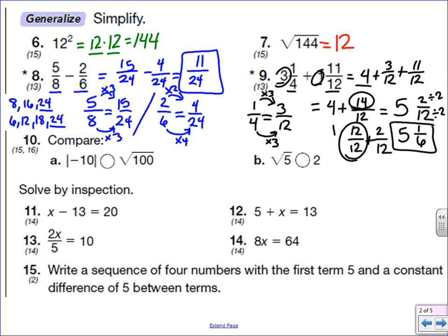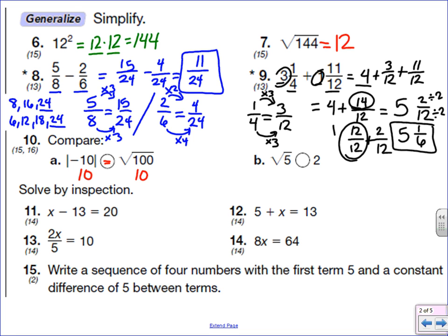Number 10, we're comparing. The absolute value of -10 is 10, and the square root of 100 asks the question, what number multiplied by itself gives you 100? Well, 10 times 10 gives me 100, so the square root of 100 is 10. So those two are equal.